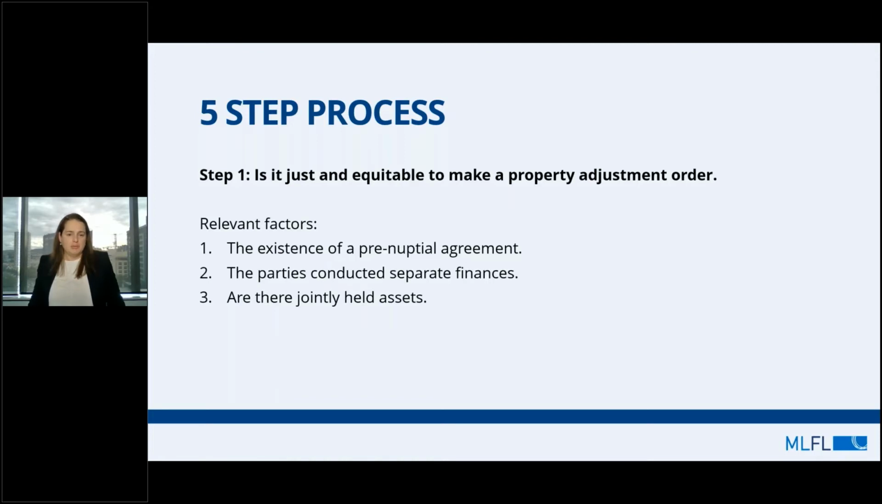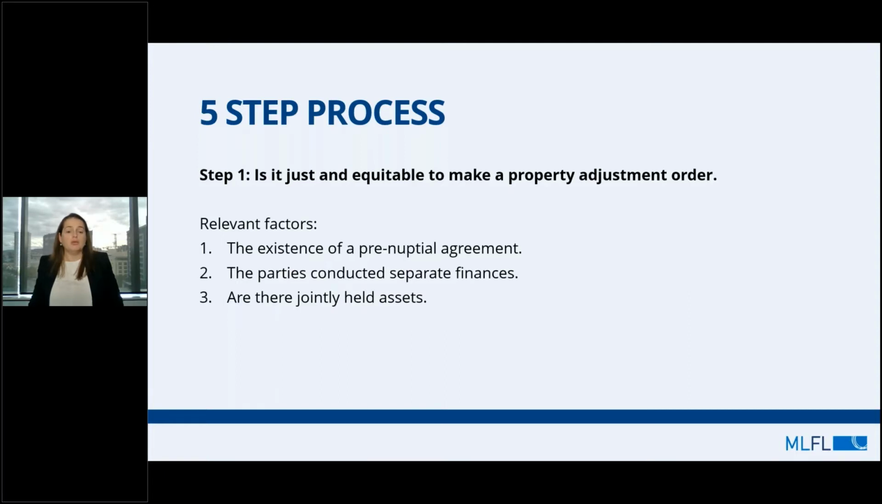So the 5-step process starts at step 1, which is: is it just and equitable to make a property adjustment order? There will be particular circumstances where it will or won't be just and equitable for an order to be made in the first place. For example, where there is the existence of a prenuptial agreement, it may not be just and equitable to make a property adjustment order. Where the parties have conducted separate finances during the relationship, again, it may not be just and equitable to make a property adjustment order.